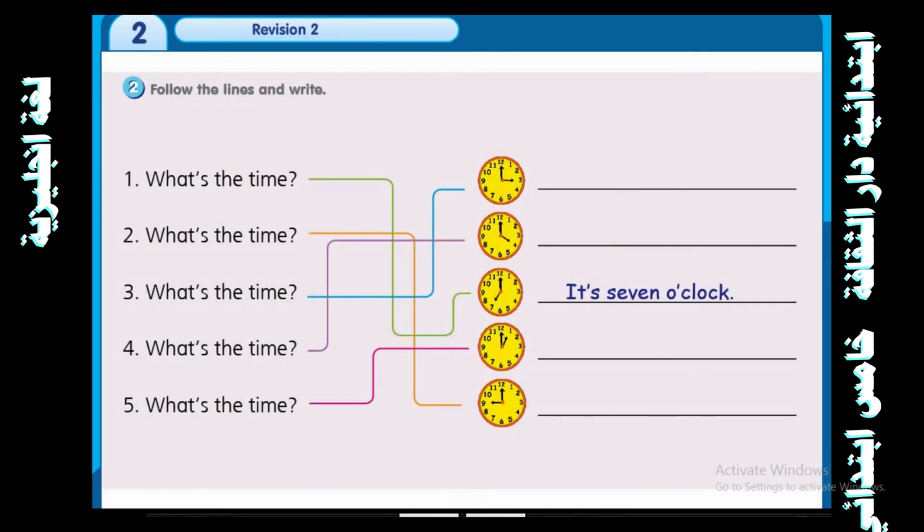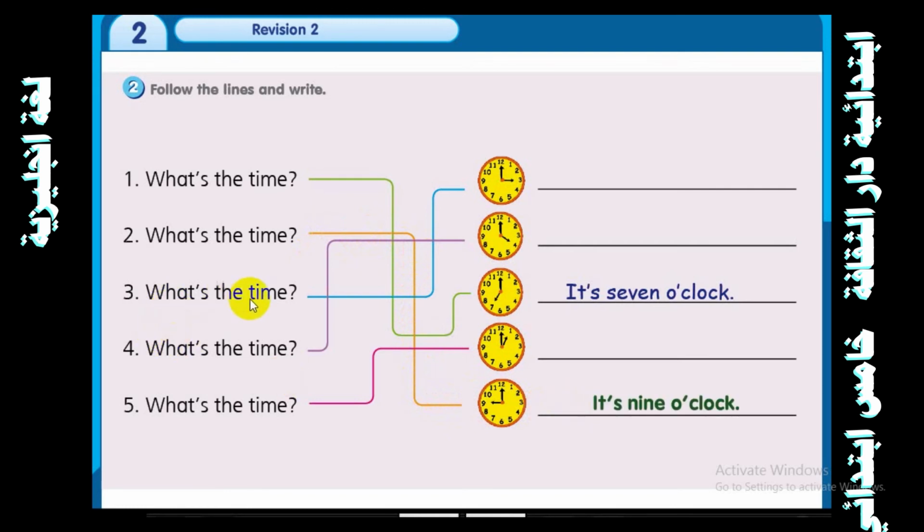Move to activity 2. This is about time. All of this is what's the time, what's the time, what's the time. And these are clocks. Let's see number 1, which is done for you. Number 1, what's the time? Move with the green line and see this is 7, so it's 7 o'clock. Number 2, what's the time? Move with the orange line down, right? This is 9, so we write here it's 9 o'clock.